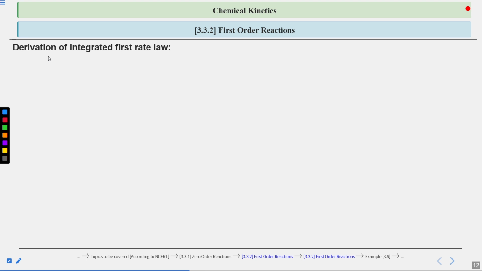Now let's see the derivation of integrating the first rate law. So dr by r is equal to minus k dt. This is the expression we just simplified, right? Because minus dr by dt is equal to k of r. So we take the same variables on the same side, so dr by r is equal to minus k dt.